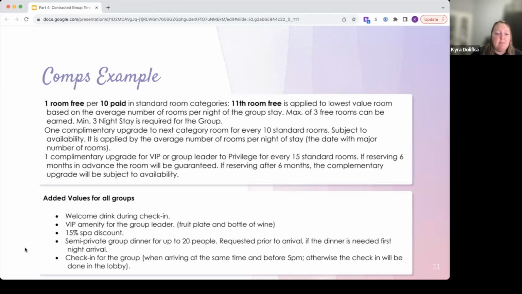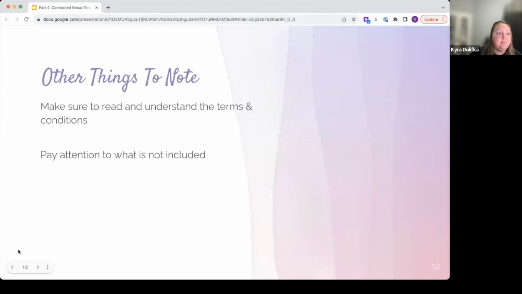They're offering a semi-private dinner for up to 20 people and check-in for the group if they arrive at the same time. Okay, now this is the last one, check-in for the group. Probably isn't going to happen unless they're all traveling from the same place on the same plane at the same time. Then they might get to take advantage of this. But in my experience, most groups don't get to take advantage of this just because they're all coming in on different days and different times. So that's just an example of the wide range of comps you may see.